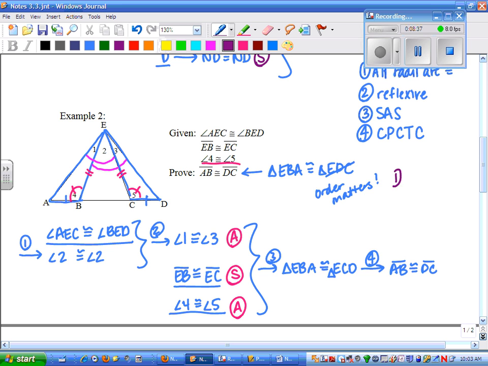So my first reason, how do I know that something's equal to itself? That is reflexive. 2, how do I get from a big angle to a smaller one? Well, I'm subtracting, so using subtraction. 3 is angle side angle. And 4, once I have the two triangles congruent to each other, I can now say corresponding parts of congruent triangles are congruent. And I'm done.